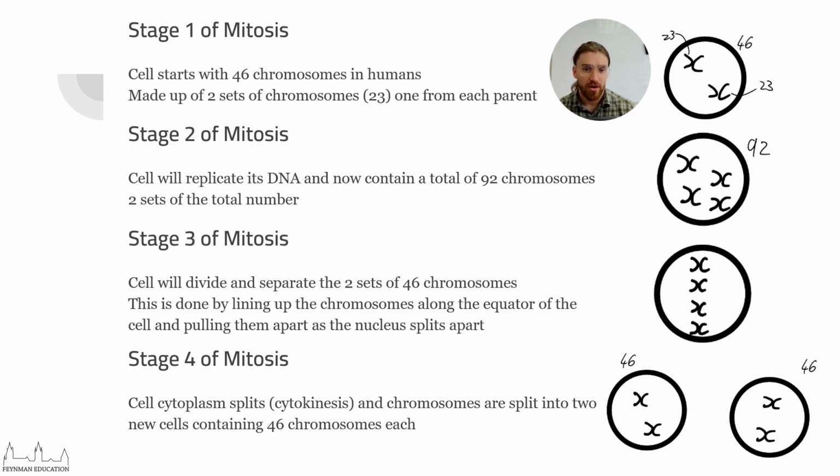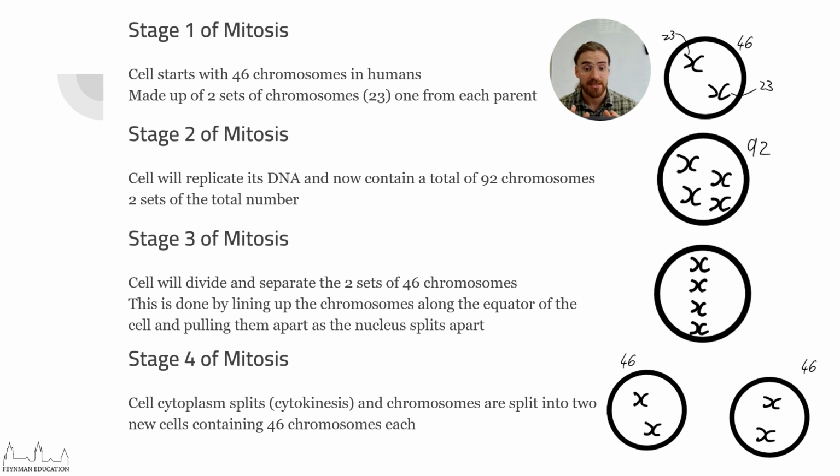So there are 4 stages of mitosis that you will have to learn on your level. It starts out with the cell that has the full number of chromosomes, 46. This is going to be made up of 2 sets of chromosomes, 23 each. Each set is going to be from your parents, combining to form a full set, which is going to be you. Stage 2, the cells are going to replicate their DNA, and they're now going to contain a total amount of 92 chromosomes. So 2 sets of the full number of chromosomes.